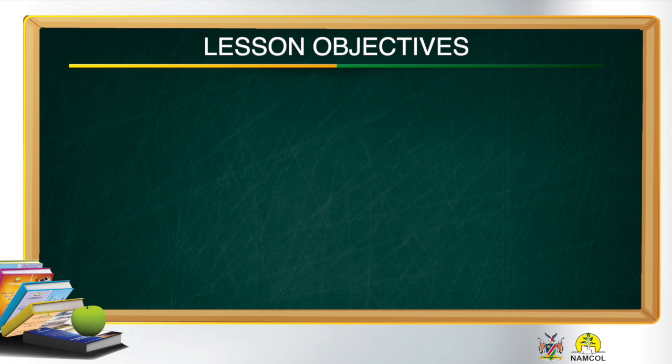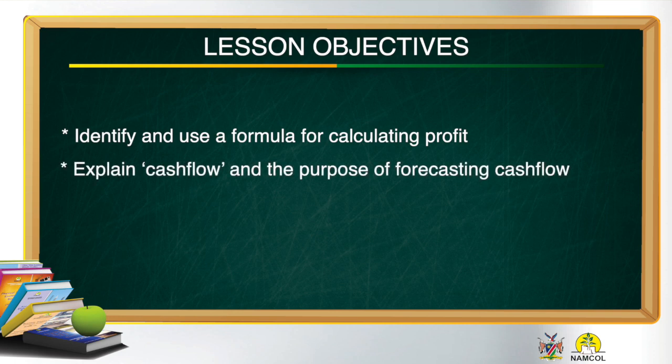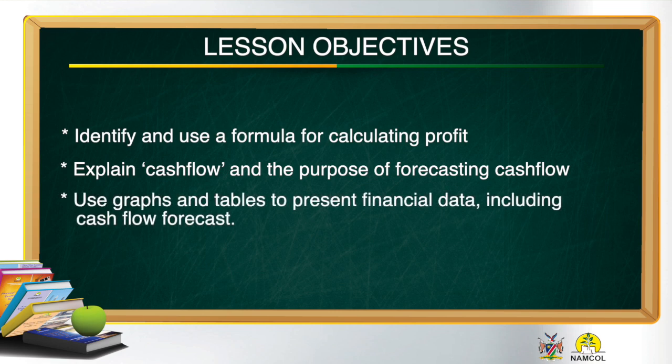Here we are. We have 3 learning objectives for this lesson. Learners should be able to use a formula for calculating profit, explain the concept of cash flow and the purpose of forecasting cash flow, and use graphs and tables to present financial data including the cash flow forecast. Let's get started.